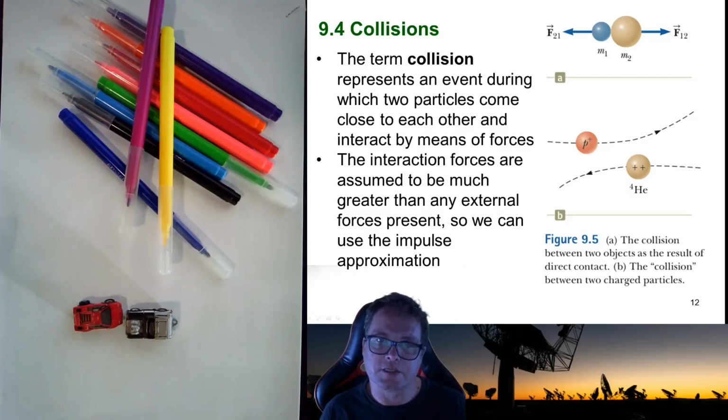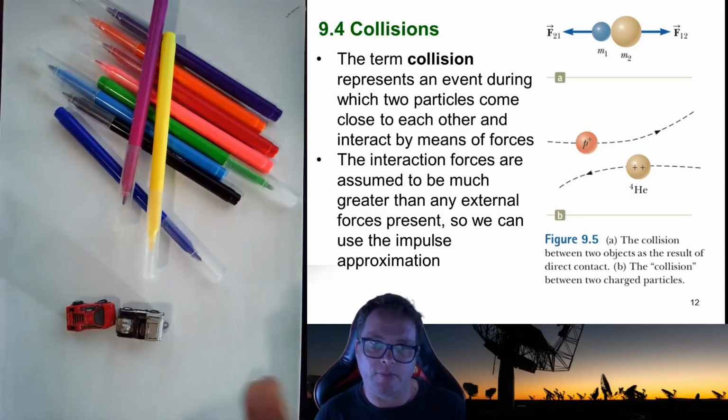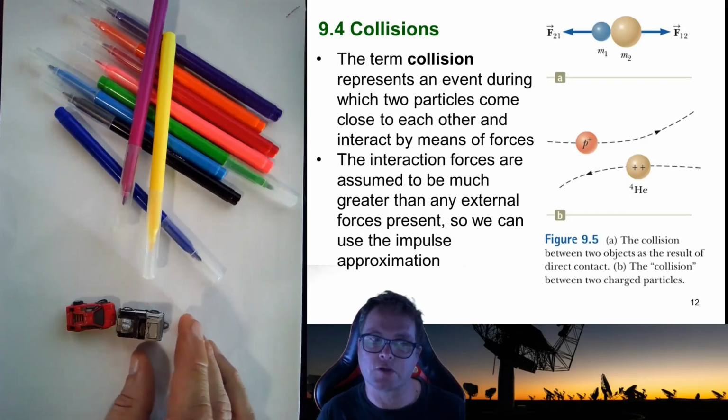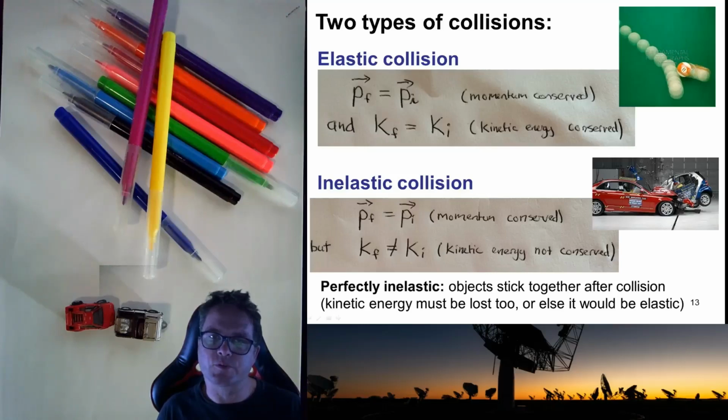The second point: the interaction forces are assumed to be much greater than any external forces present, so we can use the impulse approximation. So the meaning of this is that the interaction forces are much greater than any external forces present. You can imagine if there's a car accident with one car colliding into another car, then the biggest forces coming about as a result of this collision is the force of the two cars on one another. The other external forces, such as gravity and any other forces that might be present, are almost secondary.